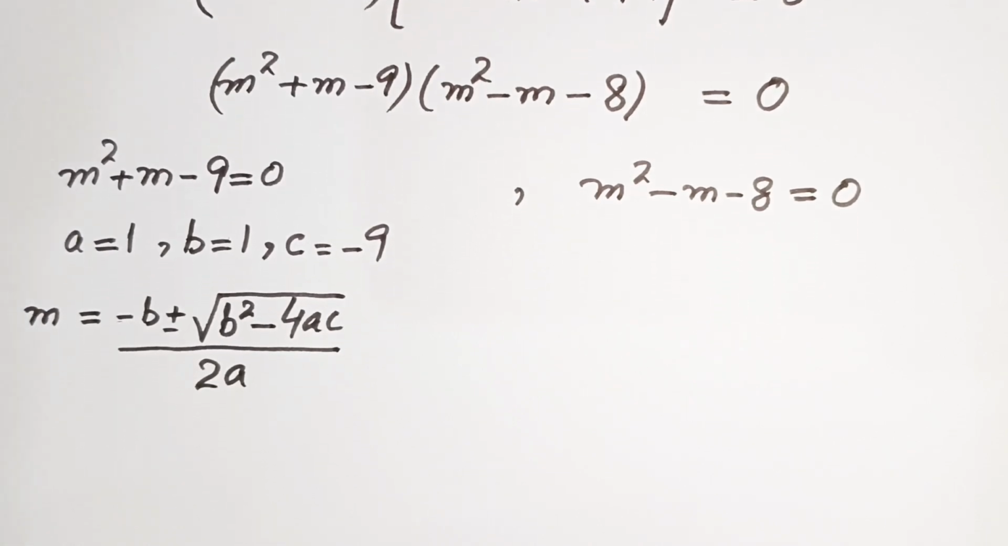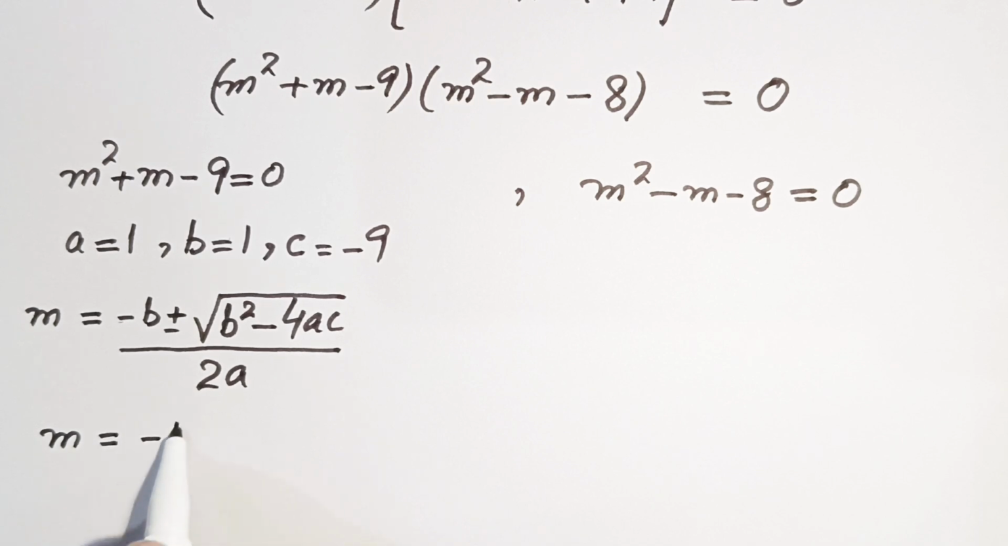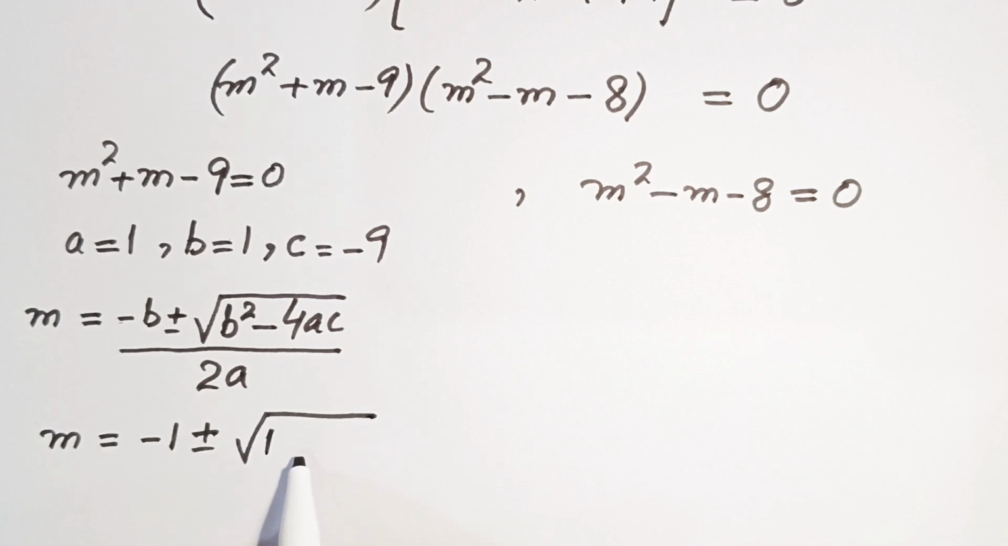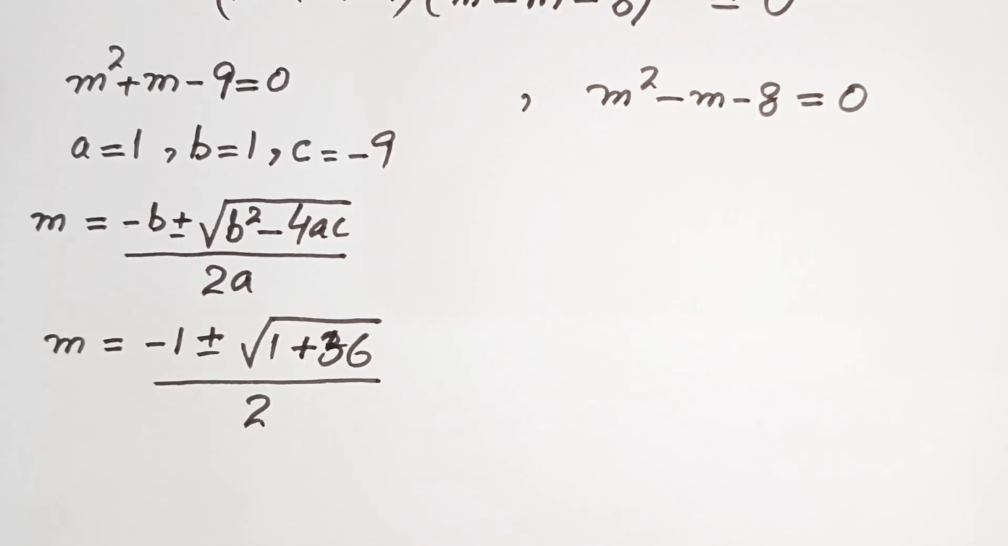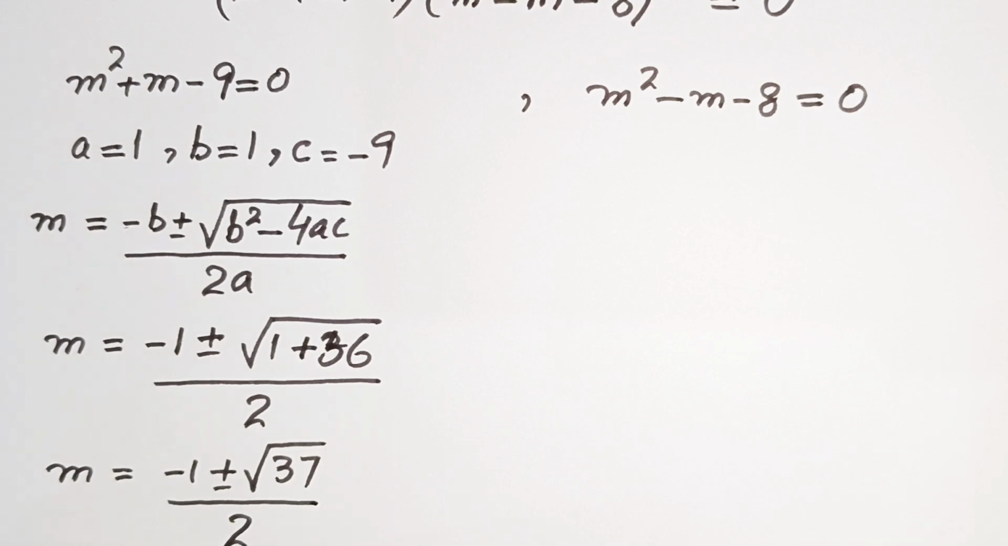Putting values of a, b and c, we have m is equal to minus 1 times 1 is minus 1, plus minus square root of 1 squared is equal to 1, and minus times minus is plus, 9 times 4 is 36, all over 2 times a, which is 2. So here we have m is equal to minus 1 plus minus square root of 36 plus 1, which is 37, all over 2. So that is the value of m we just found.